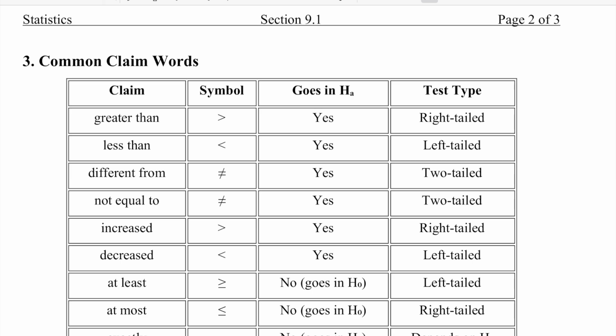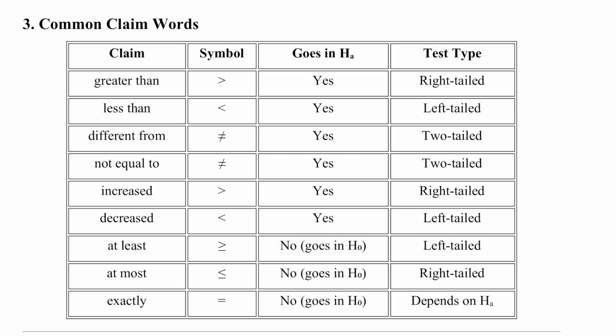Let's look at a few common claim words you see in hypothesis testing problems. You don't need to memorize the entire table, but recognizing these patterns will make writing hypotheses much easier. If a claim says greater than or increased, the alternative hypothesis uses the greater than symbol. If the claim says less than or decreased, the alternative hypothesis uses the less than symbol. If the claim says different from or not equal to, the alternative hypothesis uses the not equal to symbol.